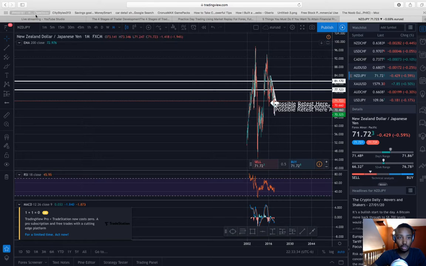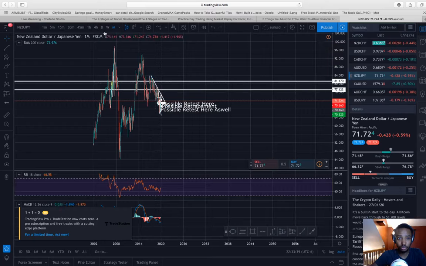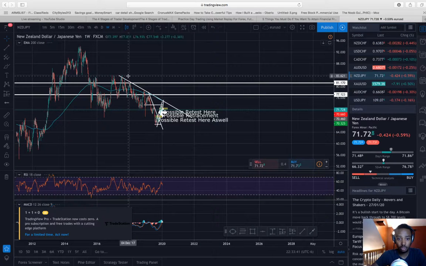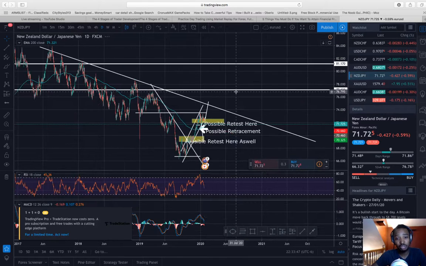So monthly downtrend, weekly downtrend, guys, and daily downtrend. So this actually is a funky market at this point in the chart.